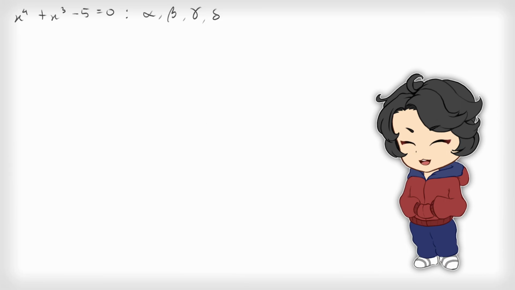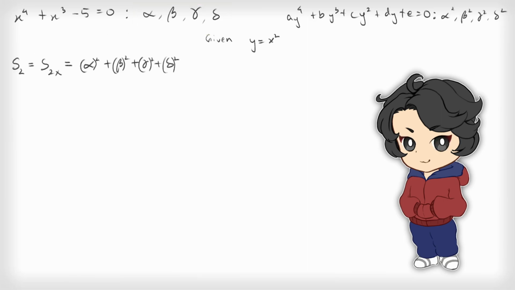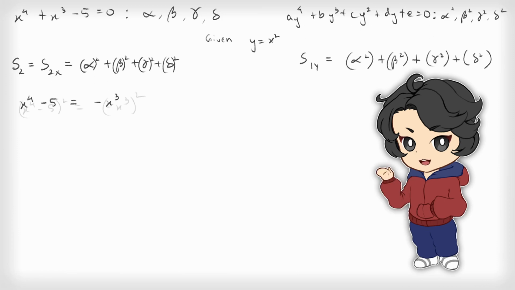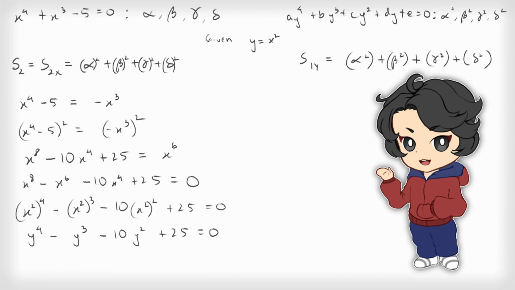Lucky for us, it's also given that a different polynomial has the relationship of y equals x squared, meaning all its roots are the square of x's roots. This also means that S2 of x is exactly the same as S1 of y. So if we use this relationship, we can square the entire equation of x and then substitute y into this by halving the powers, thus giving us an equation like this.